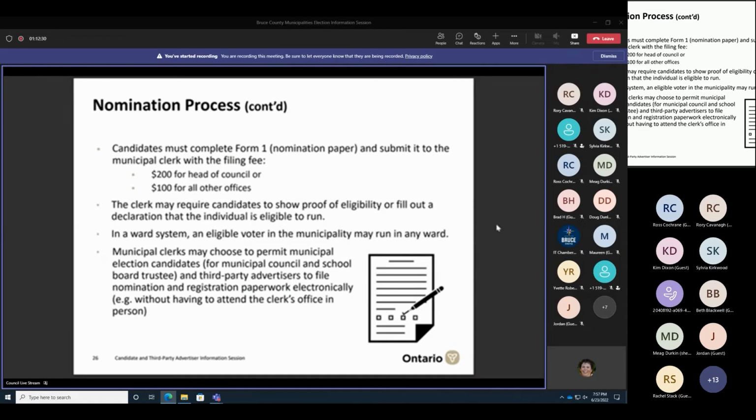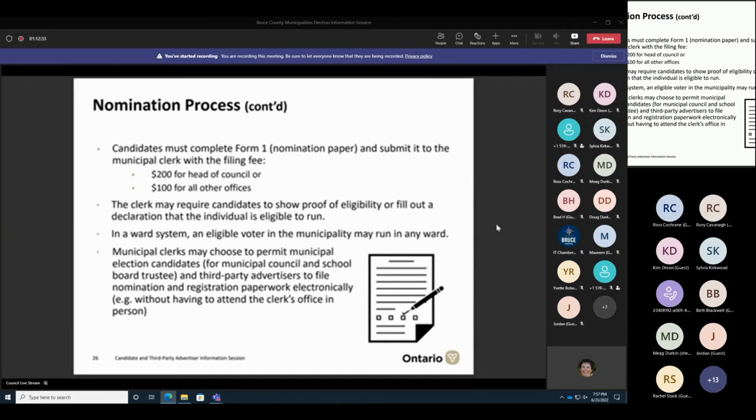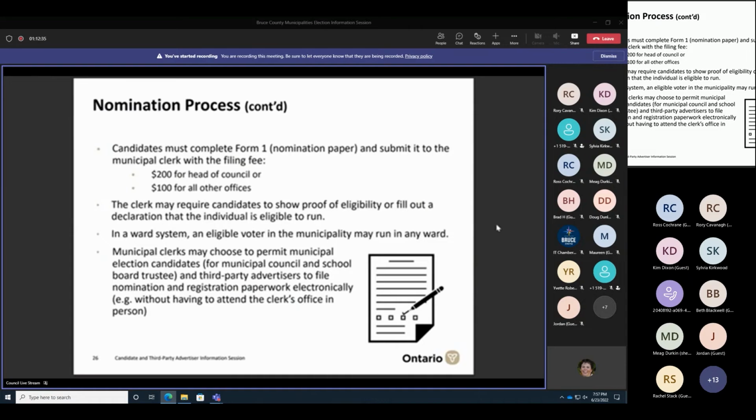Now, if there's a ward system, is there a ward system? It's Bruce. Okay, I'll continue. Sometimes we take it off if there is.